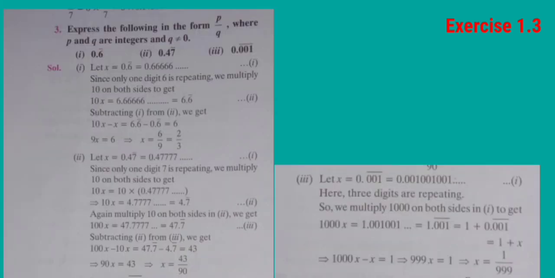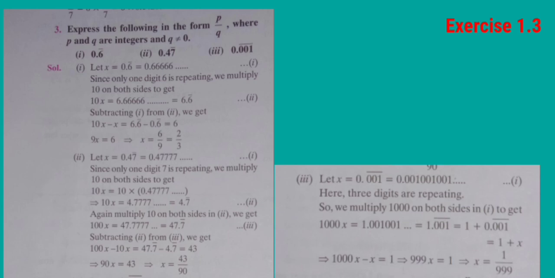In question number 3, it says express the following in the form P upon Q, where P and Q are integers and Q is not equal to 0. In this question we have 3 parts. First part is 0.6 bar, second part is 0.47 bar, and third part is 0.001 bar. How to solve these kinds of questions is explained by me in my video with the help of examples from the NCERT book. In the same way you have to convert these numbers into the form P upon Q. Okay, let me just revise some concept.